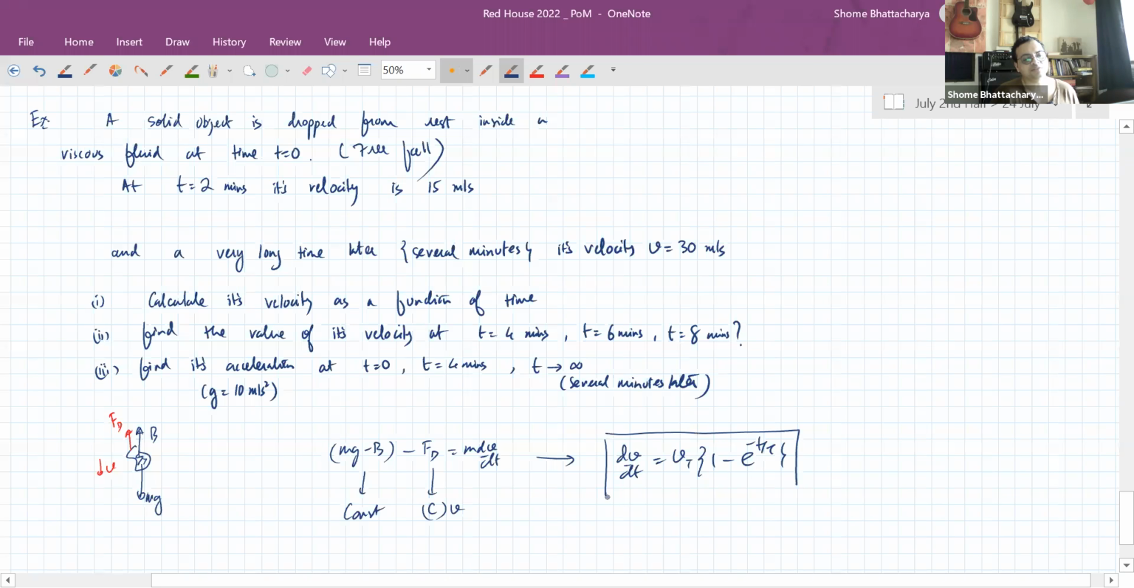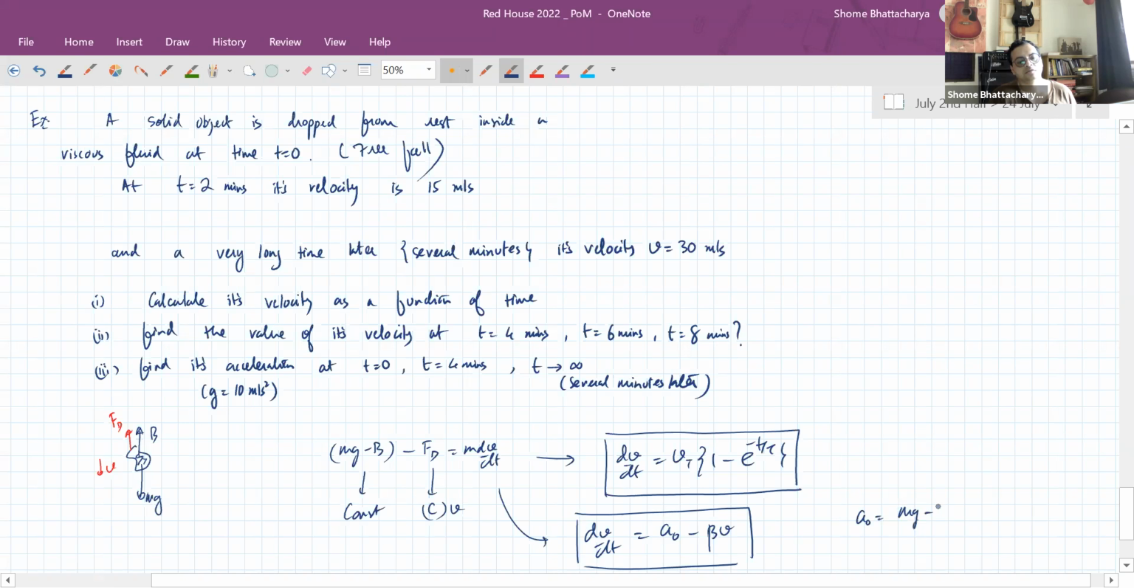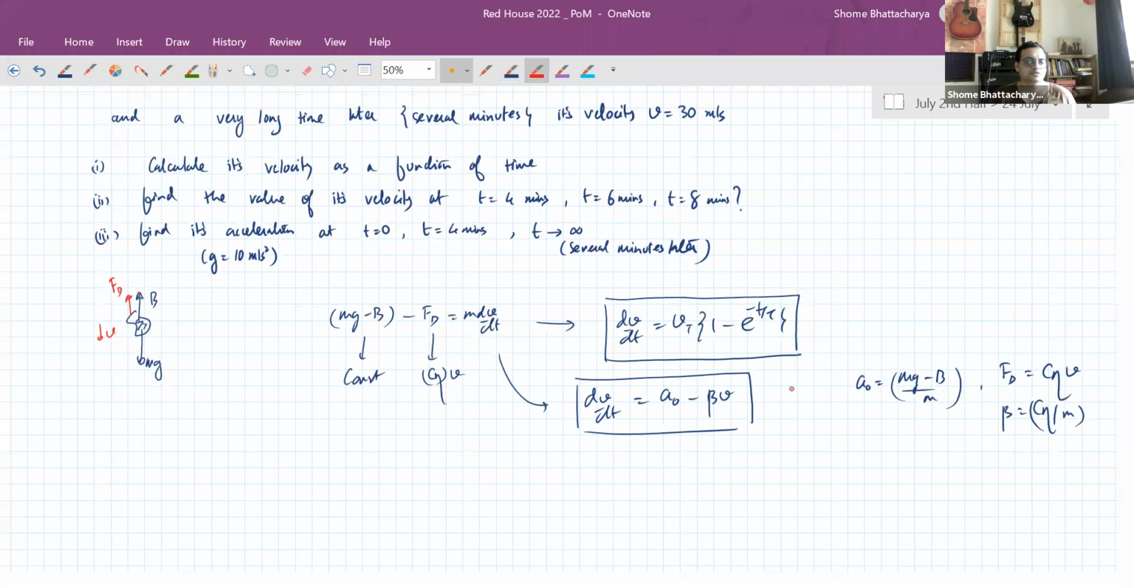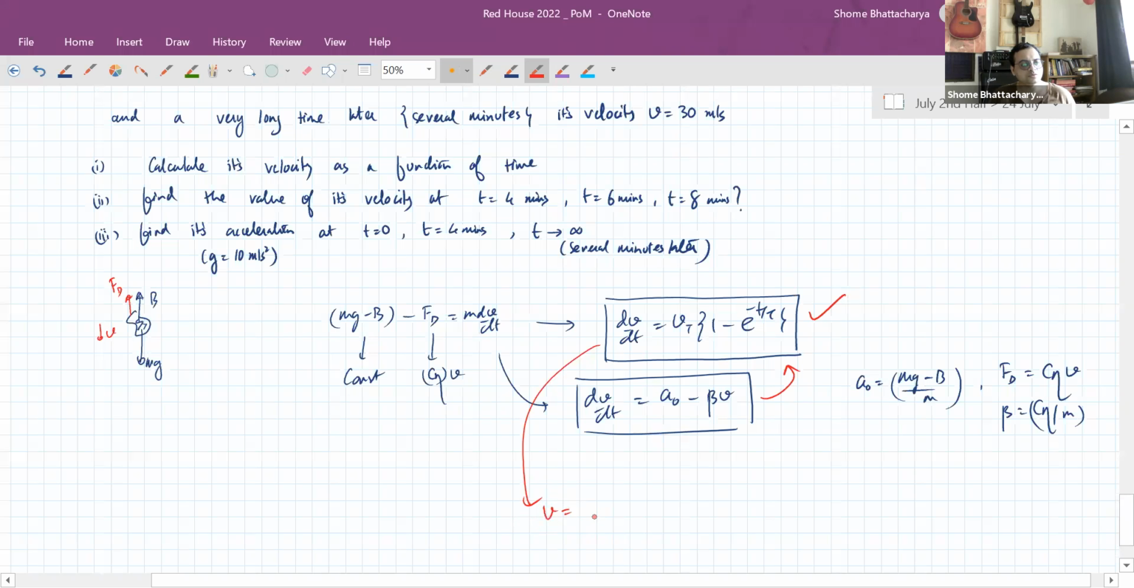The formula of terminal velocity might be different if the shape is not a sphere, but ultimately the relationship will be of this type, that dv by dt will be equal to some constant, which is basically a naught, minus another constant beta, where a naught is basically this thing, and drag force will be some constant into coefficient of viscosity into v. So that beta factor will be like this. So now what we have to do is fit this equation to the data, that v is equal to 15 meters per second at t equal to 2 minutes.